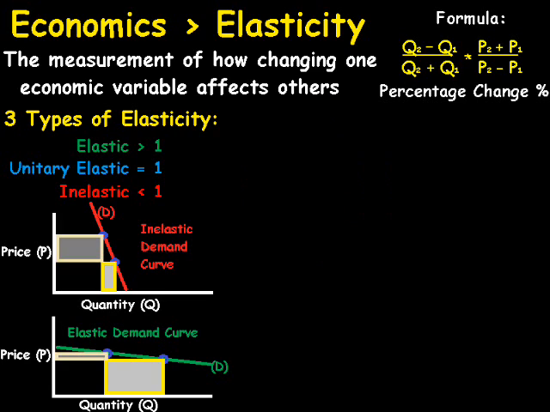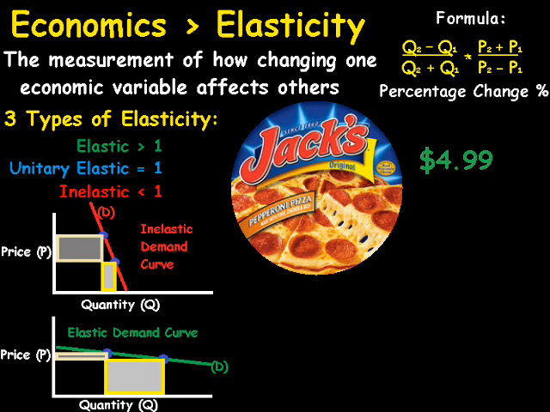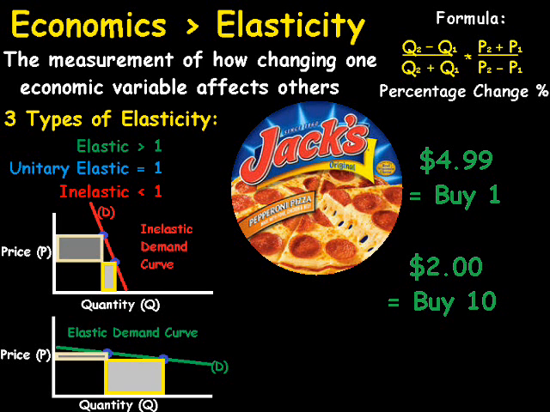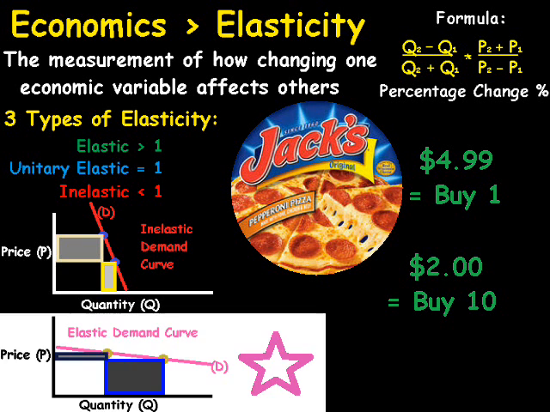Let's take a look at this example here. We've got Jack's Pizza, and let's say the price is $4.99. Well, at $4.99, maybe I want to buy one, maybe I don't want to buy any. In that case, it's not good for the producer. But now let's say the producer drops to $2. Well, now I want to buy 10 or 5, or stock up on it, because that's a good deal. So at $2, the demand is elastic.